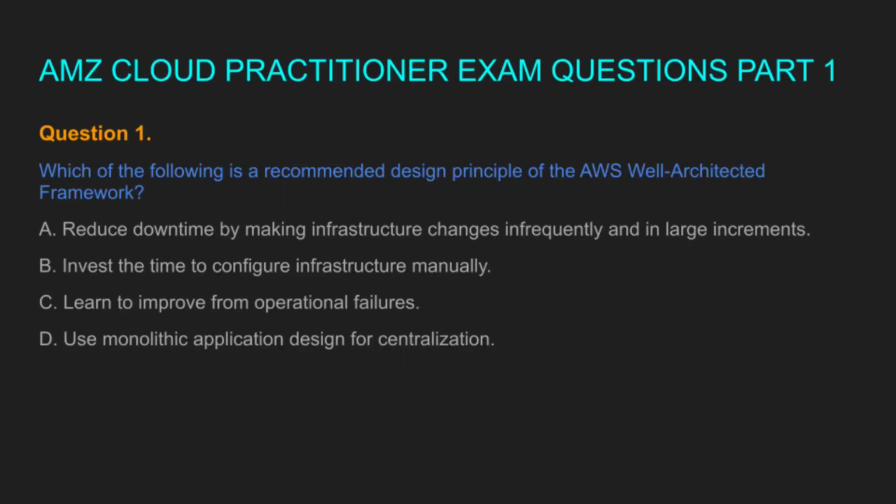Question 1. Which of the following is a recommended design principle of the AWS well-architected framework? A. Reduce downtime by making infrastructure changes infrequently and in large increments. B. Invest the time to configure infrastructure manually. C. Learn to improve from operational failures. D. Use monolithic application design for centralization. So the correct answer is C. Learn to improve from operational failures, which means drive improvement through lessons learned from all operational events and failures. Share what is learned across teams and through the entire organization.